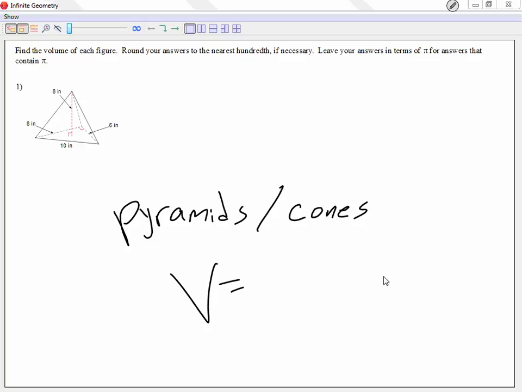All right, guys. So there's three pyramids in one prism. Our eye kind of looks like two of them, but there's really three.